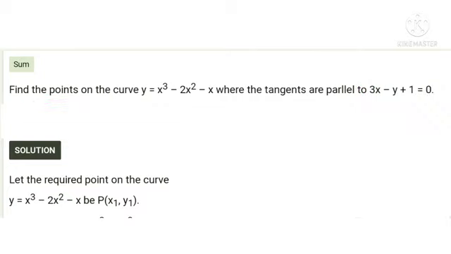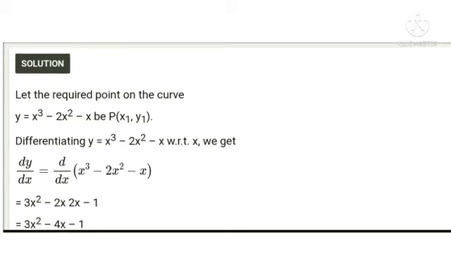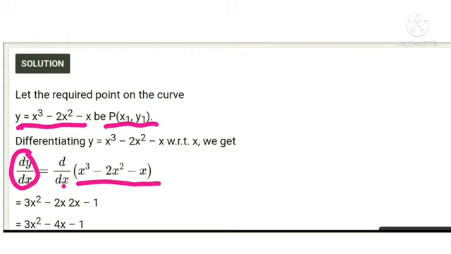So let's start. First we write the required point on the curve. Suppose that this point is P(x1, y1). So you differentiate the given curve. What is the curve here? y is equal to x cube minus 2x square minus x. Differentiate. Derivative of y is dy by dx, and here the derivative of x cube minus 2x square minus x.